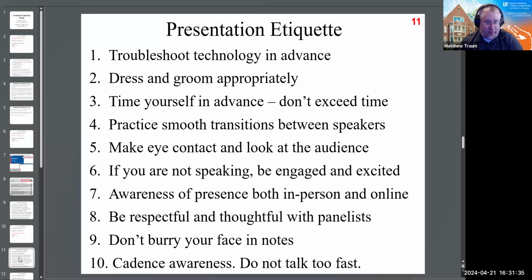Number 8, be respectful and thoughtful with the panelists. Yes, you guys have been working on these projects for 15, maybe 30 weeks. You know your product better than anybody else. Nonetheless, the panelists are subject matter experts. Most of them are engineers. They're technically trained people.